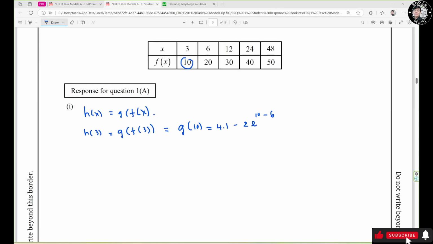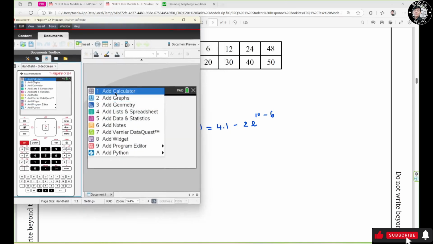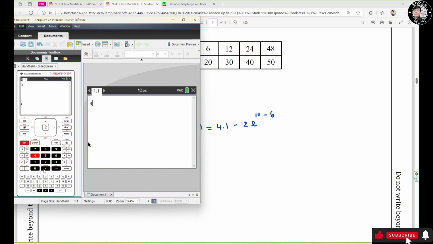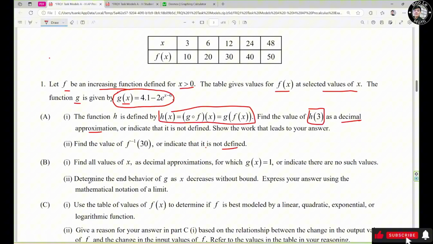Alright, so this is the calculator active problem, so we need to pull out the calculator. We just hit calculate: 4.1 minus 2 times e to the 10 minus 6, which is 4, right? And hit enter. It comes out to be negative 105.096, right?